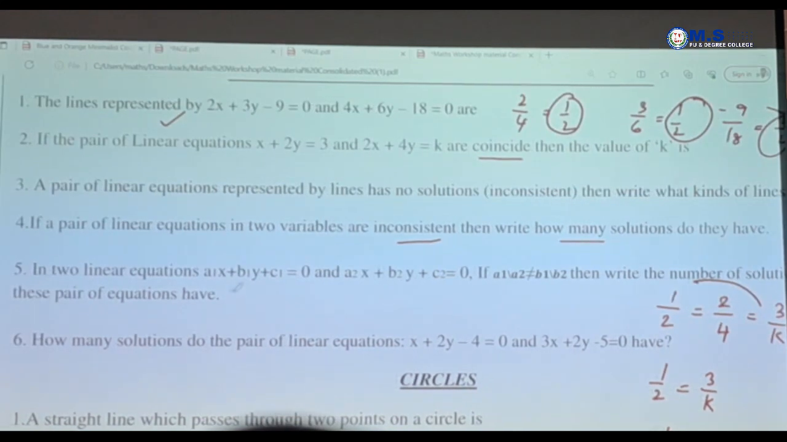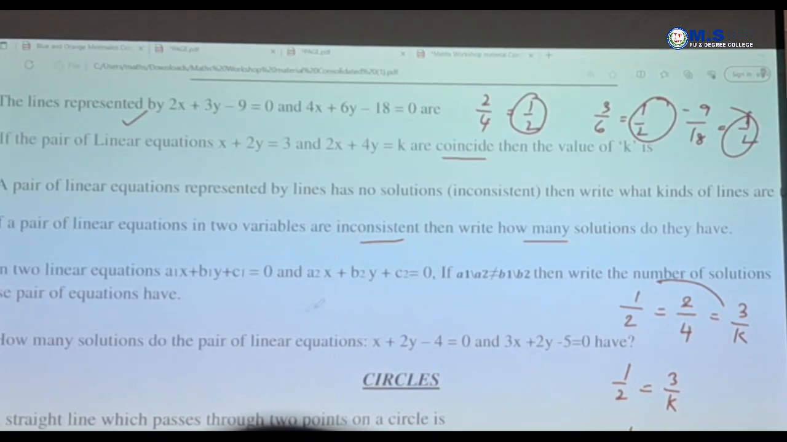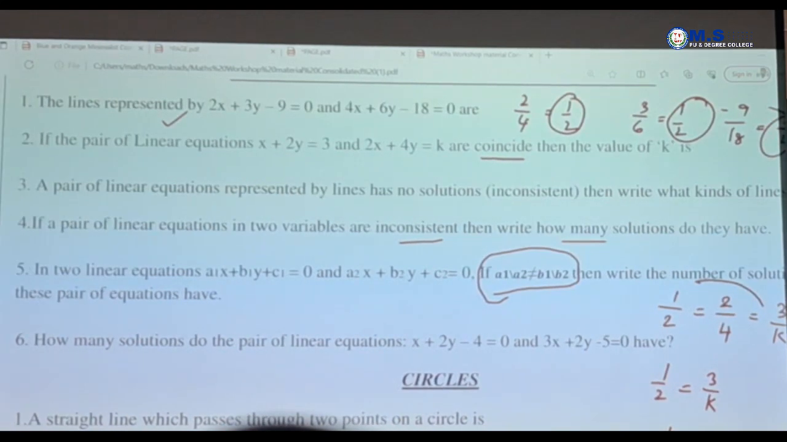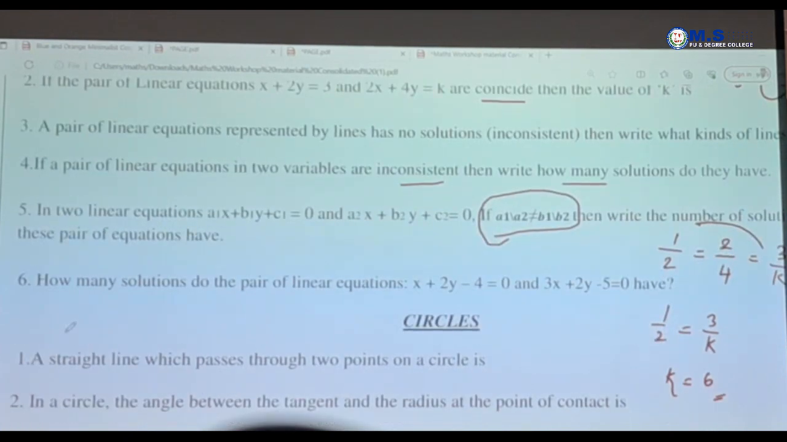In two linear equations, a1x plus b1y plus c1 equals 0 and a2x plus b2y plus c2 equals 0, they are given a condition here: a1 by a2 is not equal to b1 by b2. What is the number of solutions? Unique solution, or one solution. How many solutions do the pair of linear equations have? What is the first ratio? 1 by 3. That is a1 by a2 is 1 by 3. Next, 2 by 1. The a1 by a2 is not equal to b1 by b2. You can directly write one solution or unique. Any doubt?